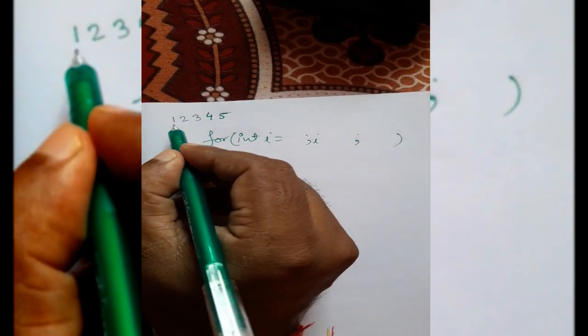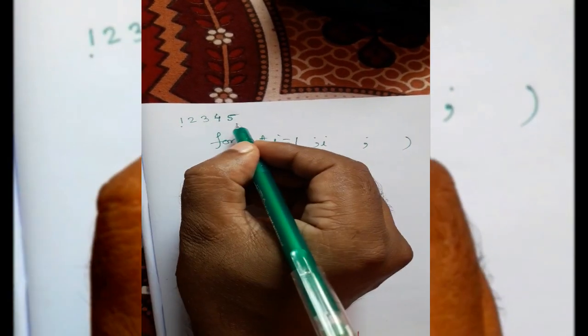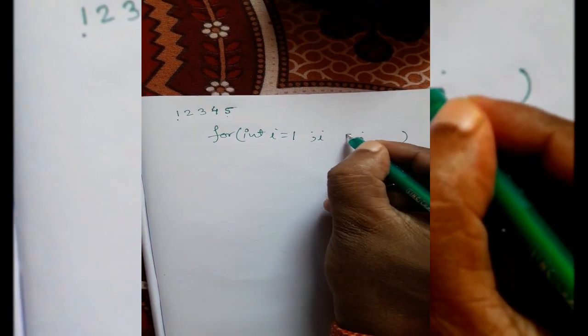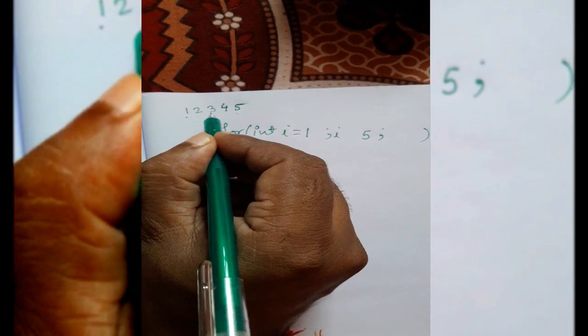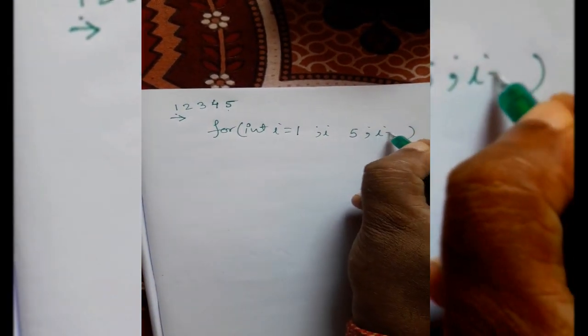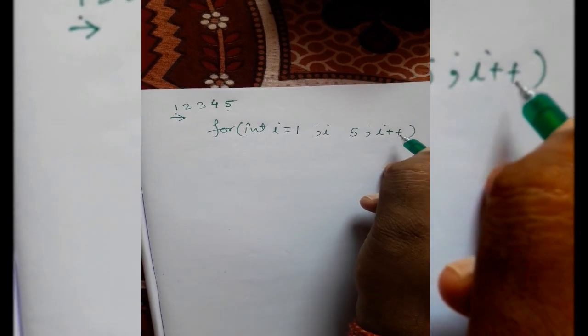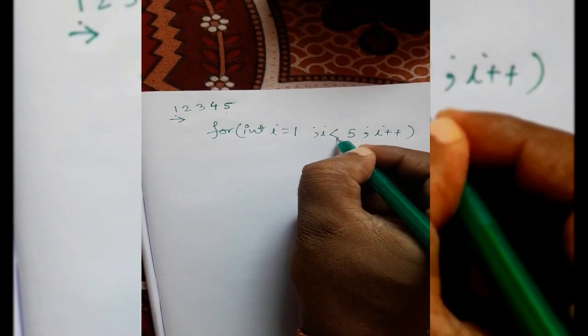Now you see our starting point is 1, so we will write 1 here. Our finishing point is 5, so we will write 5 here. Because it is increasing, 1 2 3 4 5, it is in increasing order. Definitely we will give i plus plus here. Definitely it will be less than equal to.